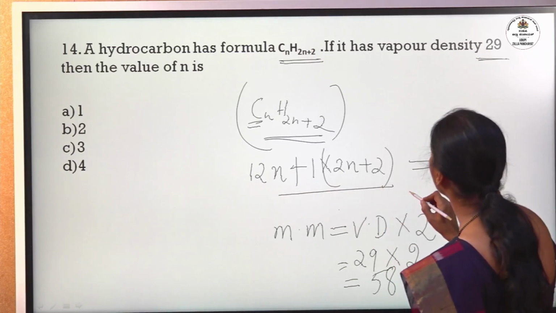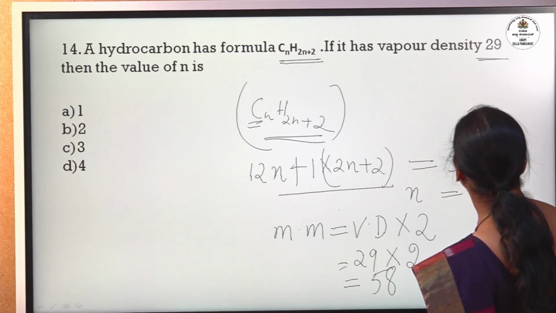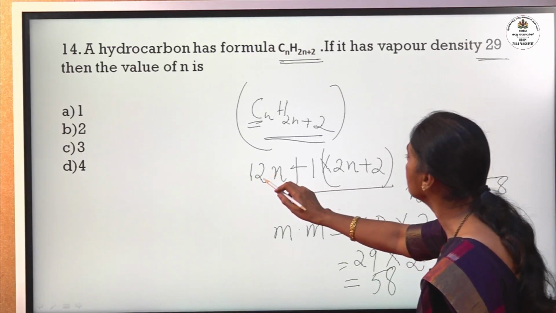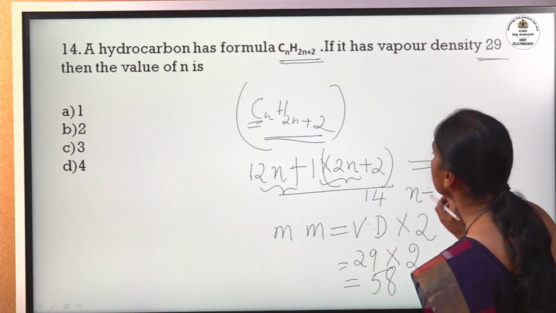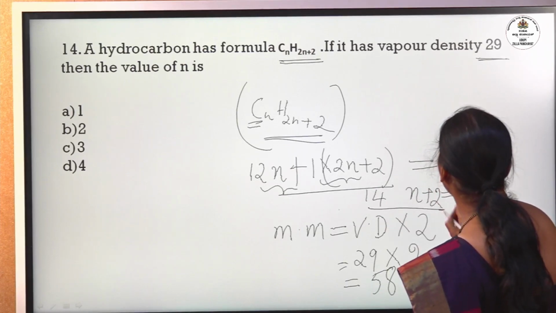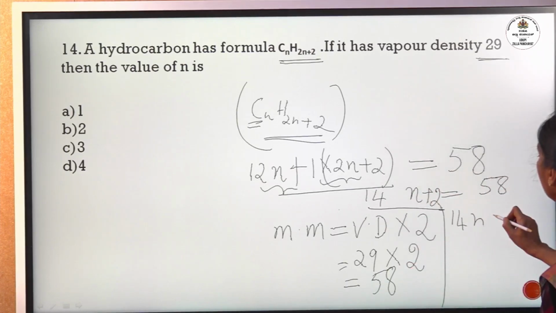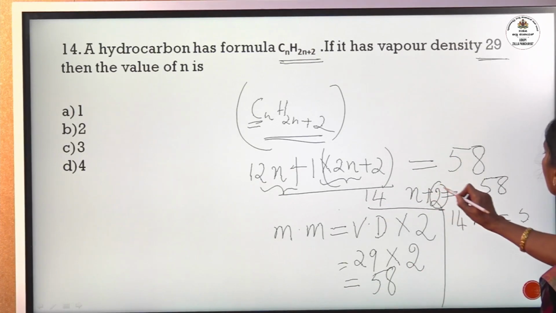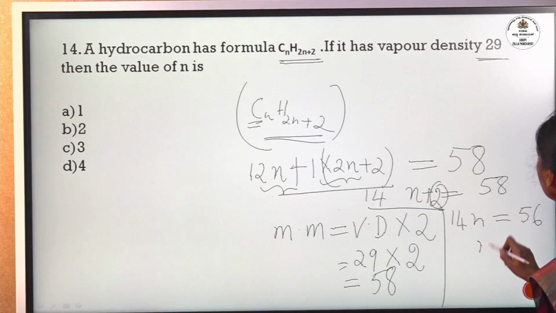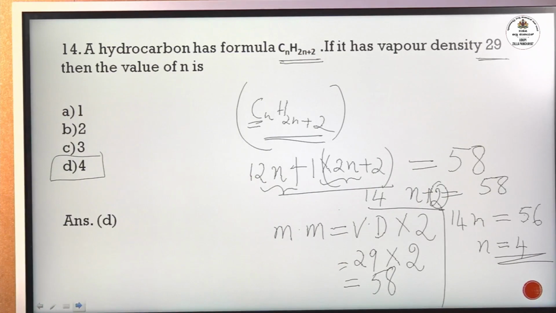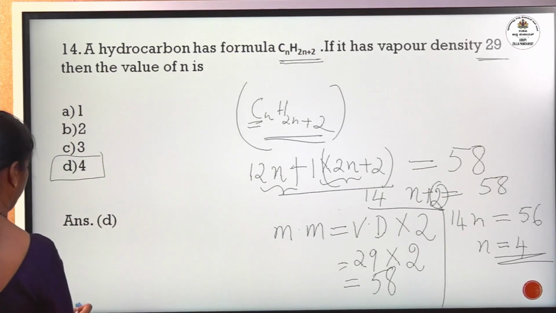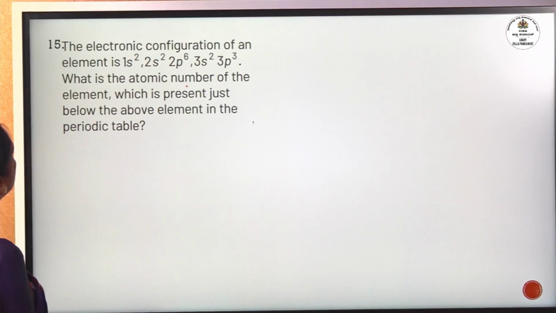From here you can get N. 12N plus 2N is 14N plus 2, equal to 58. 14N is equal to 58 minus 2, which is 56. N is equal to 56 by 14, that is 4. N is equal to 4. D is the correct answer. Next we will move on to the next question.